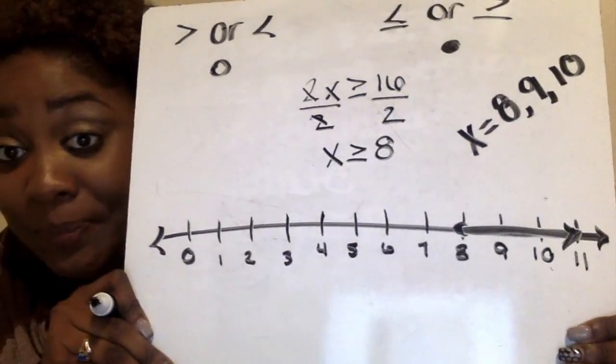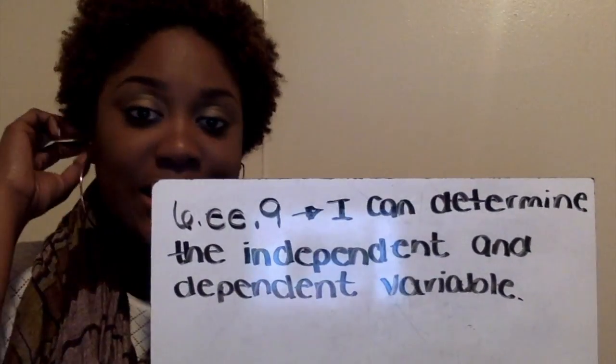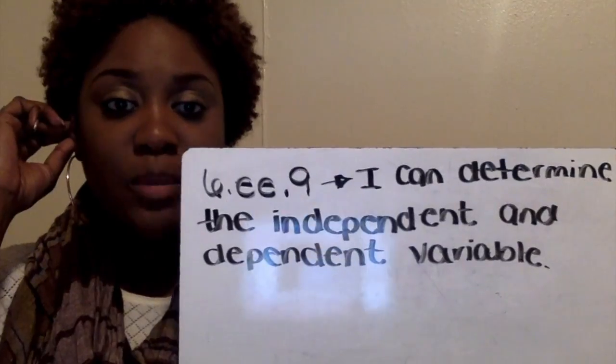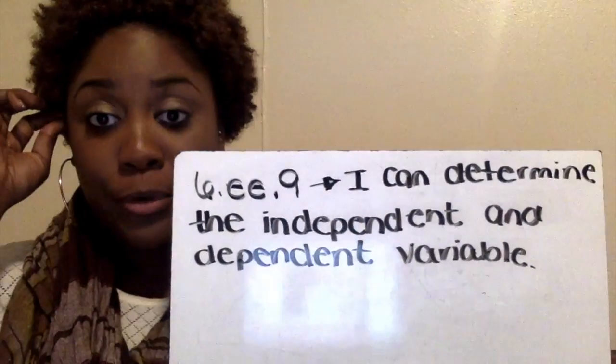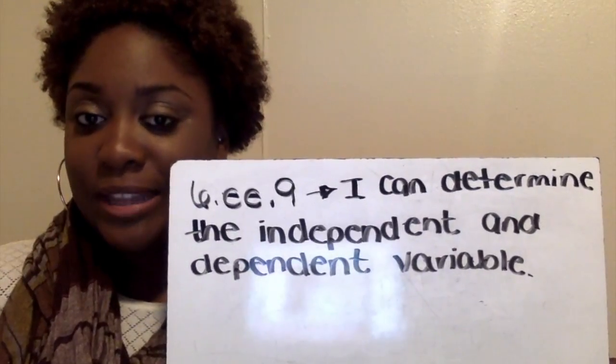And that is it. If you will, go ahead and get this learning target down. It is 6.EE.9. I can determine the independent and dependent variable. It might be a good time to pause the video so that you can get these definitions down.